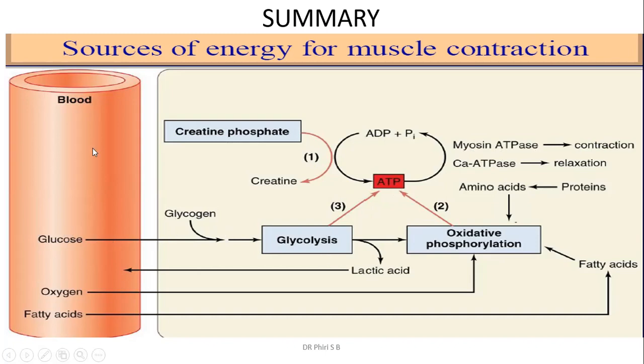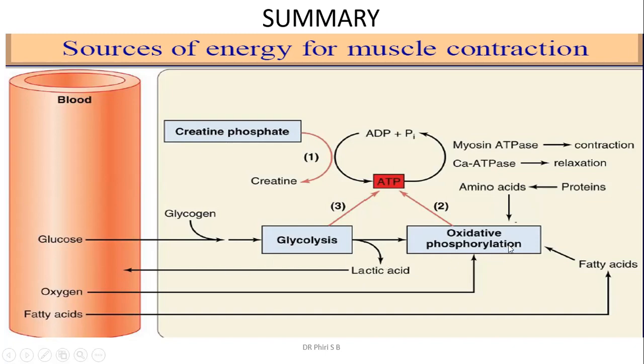So glucose can move from blood into the muscle cells, or maybe it can come from the breakdown of glycogen. When you break down glycogen, it will produce glucose, and that glucose will undergo glycolysis. That will produce 2 ATP for muscle activities. If you don't have oxygen, the pyruvate will be converted into lactic acid. So it's called the glycogen-lactic acid system.